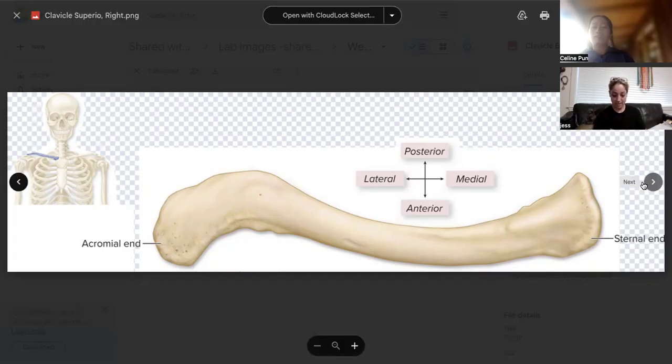Because this is a picture of the left side then. Yeah. And also your sternum is your chest. So that's why it's called the sternal end, because that part is touching your chest. So that's another way to remember it.